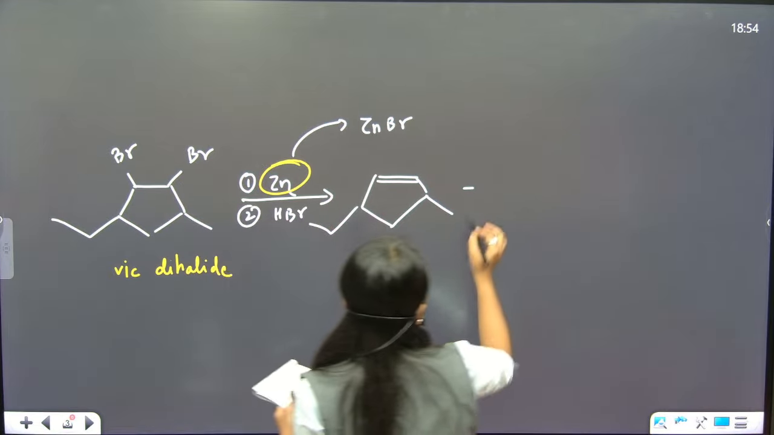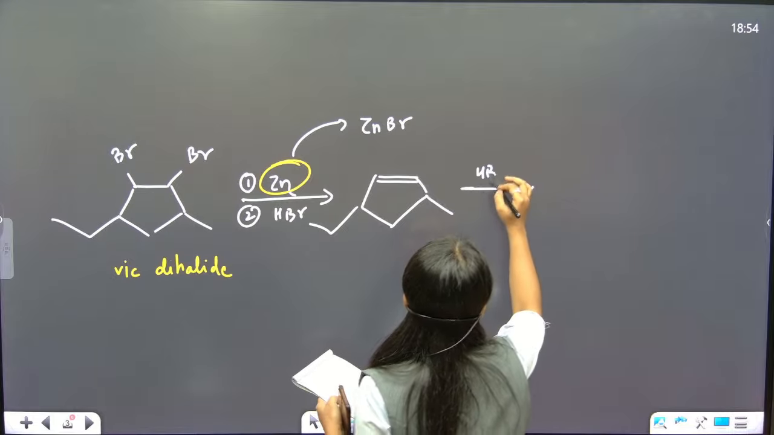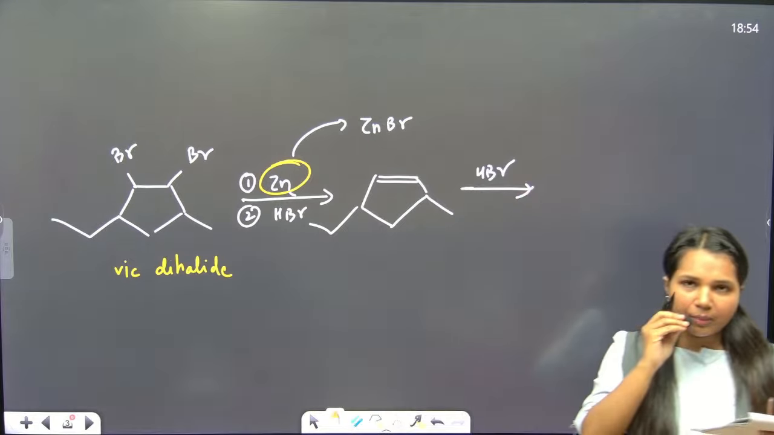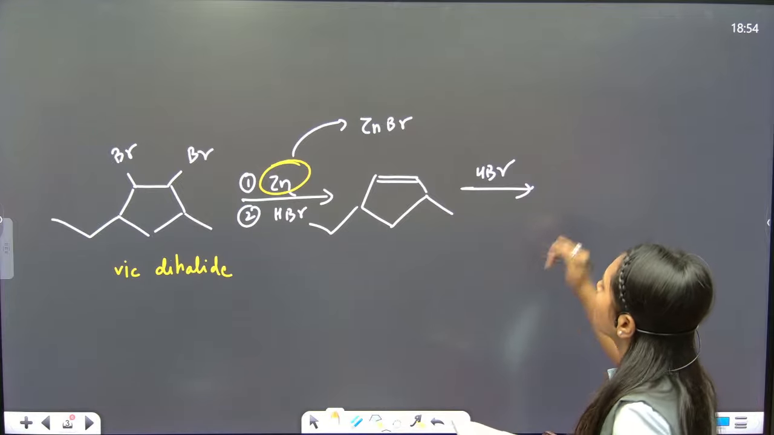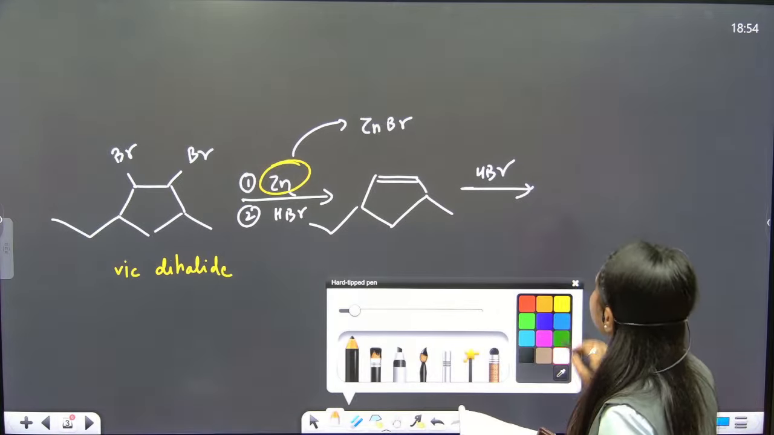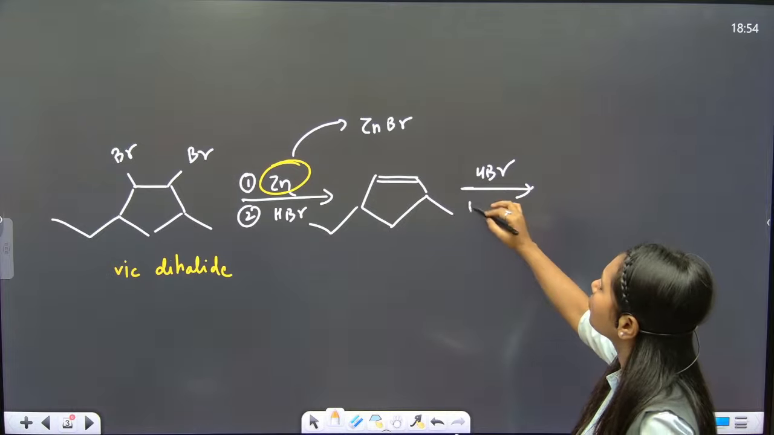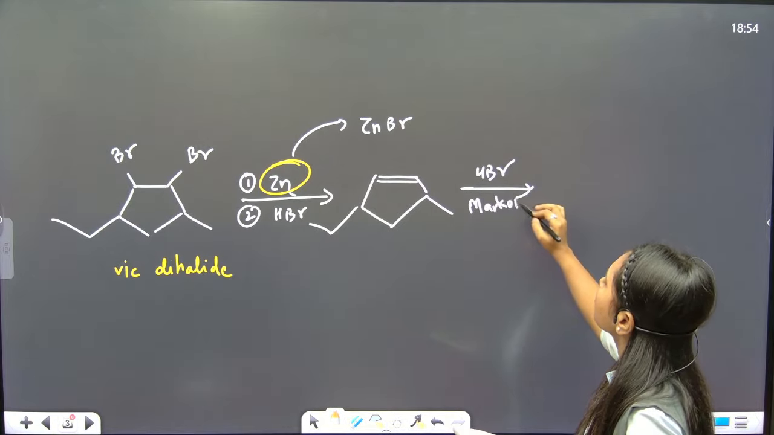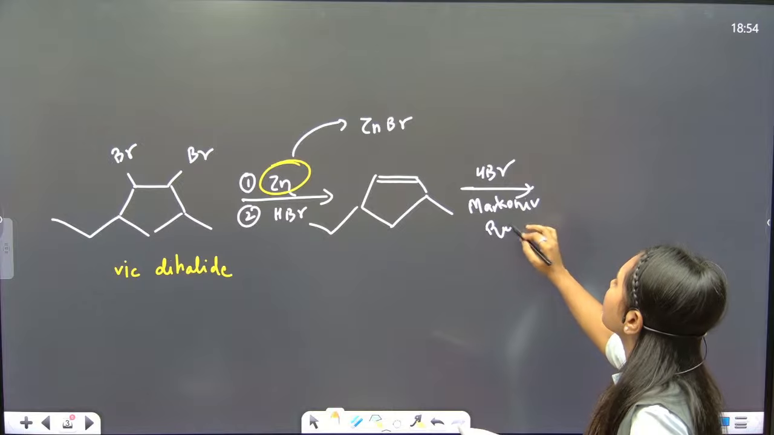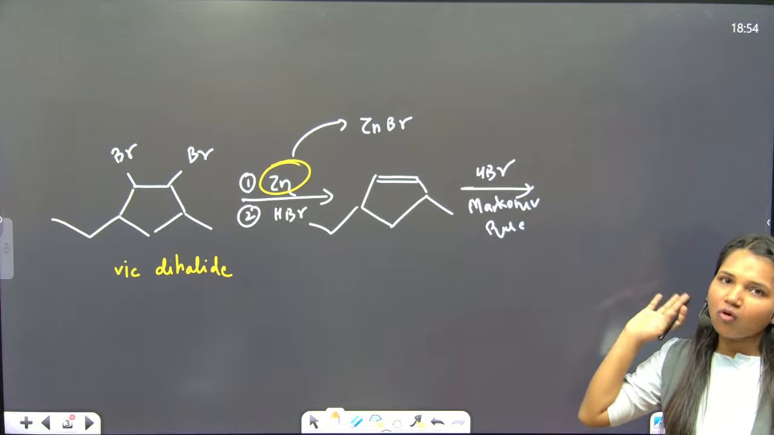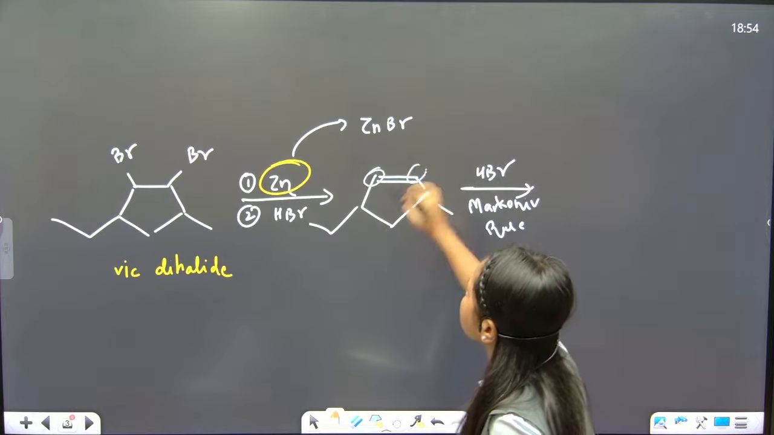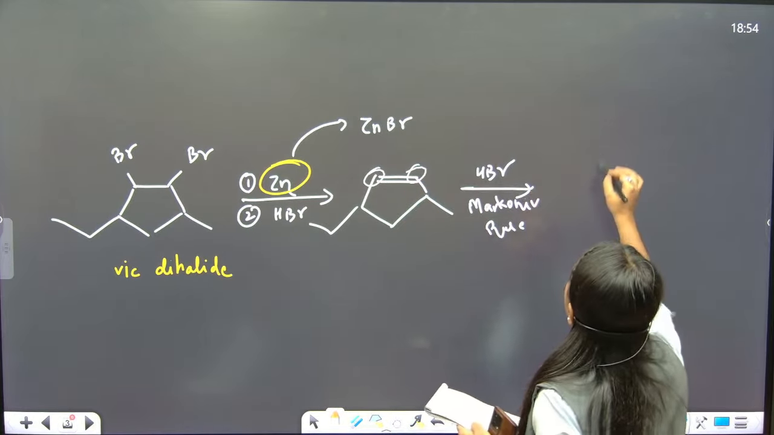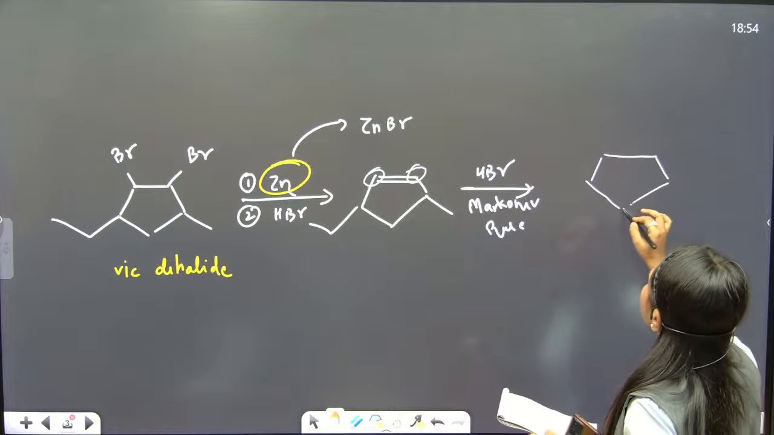Whenever we add an acid to the compound, the first thing is it forms a cation. So let's form the cation. We'll use Markovnikov's rule because it is without peroxide, so it will form Markovnikov addition. Which carbon do you think has fewer hydrogens here? So here it will come.